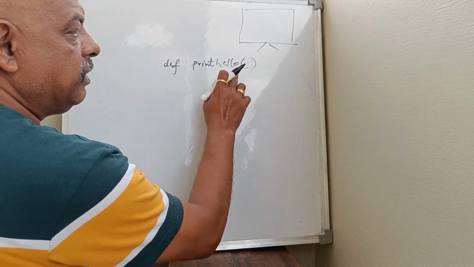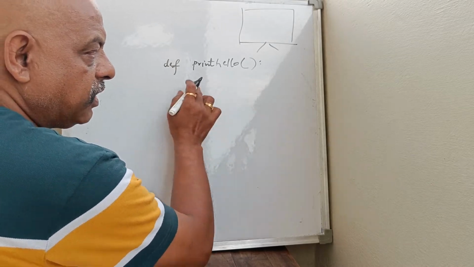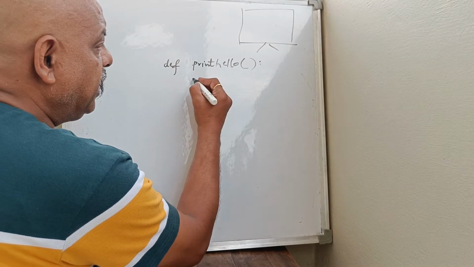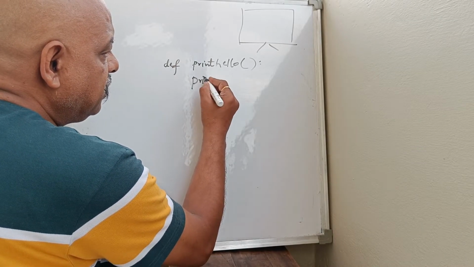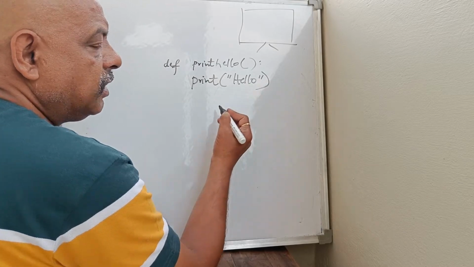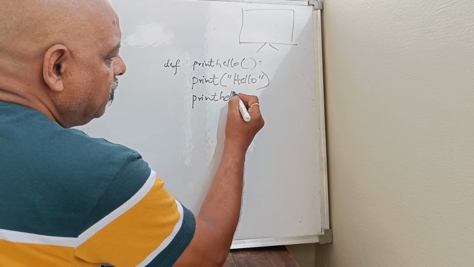Every function should have a name followed by a pair of parentheses and a colon. This is a keyword, then you have the function definition. This is the function header. Here I am printing hello. Now I am calling the same function, print_hello.